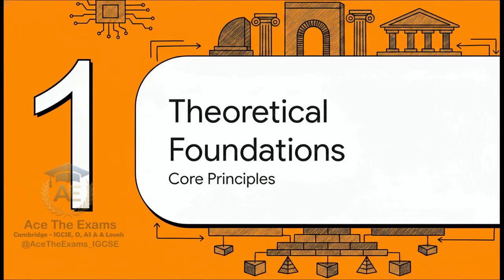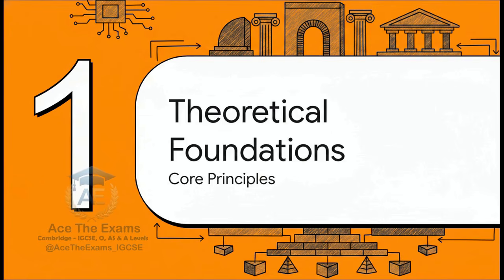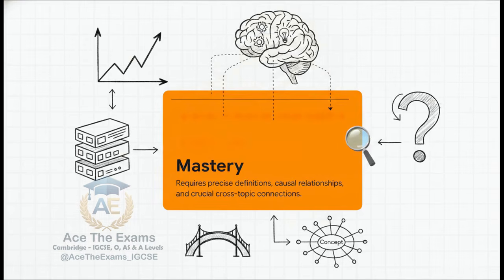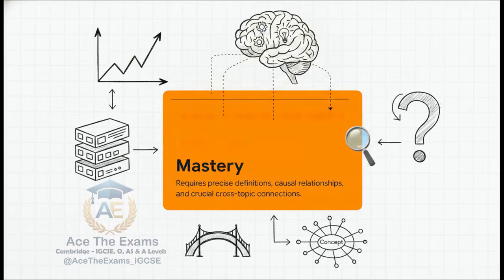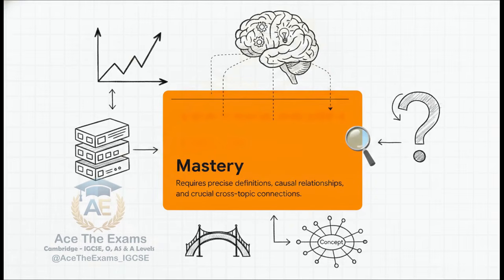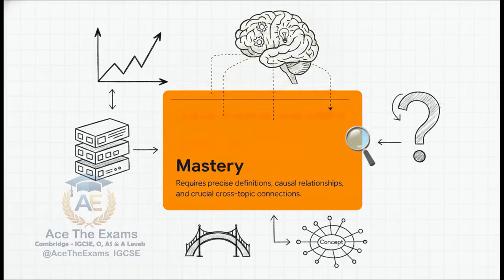Section 1, theoretical foundations. Because, let's be real, you cannot build a masterpiece without a rock-solid base. The theoretical architecture of handling record structures absolutely does not exist in a vacuum. You can't just study it in isolation. Mastery here involves three critical pillars. We're talking precise definitions, causal relationships, and crucial cross-topic connections.